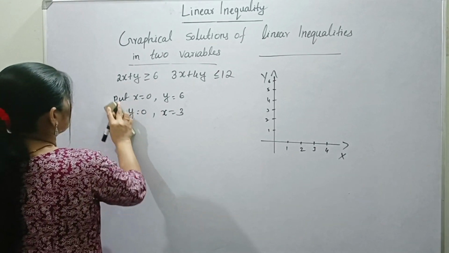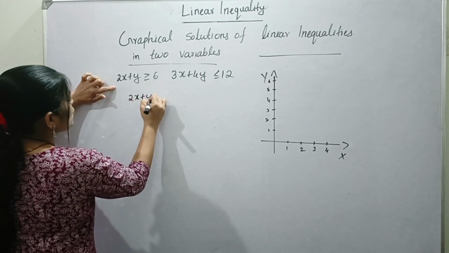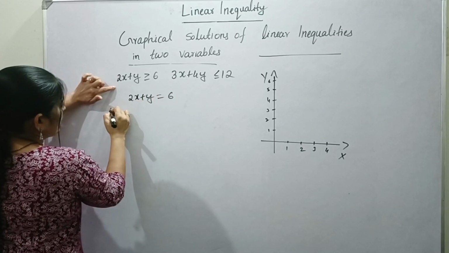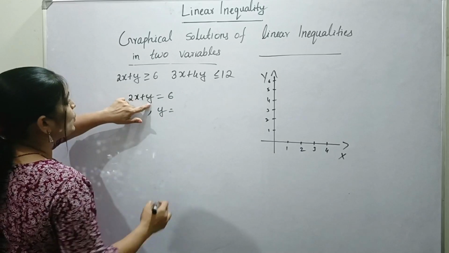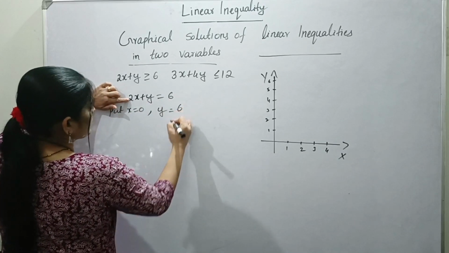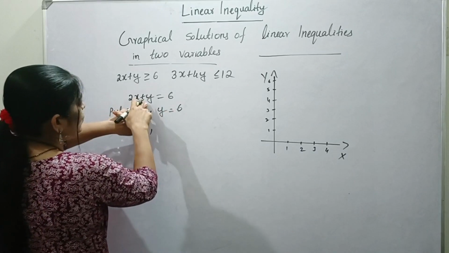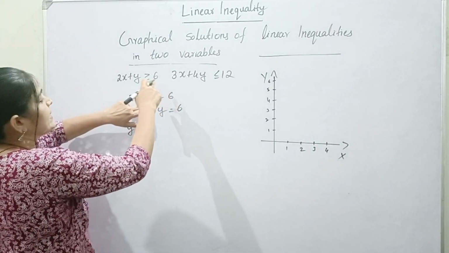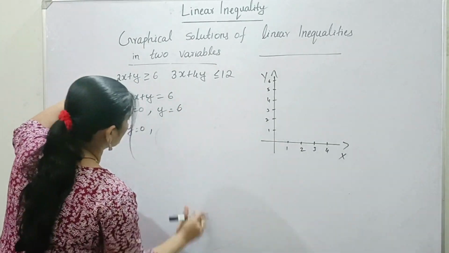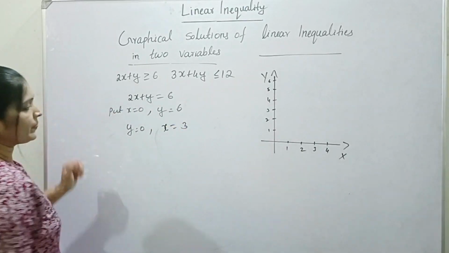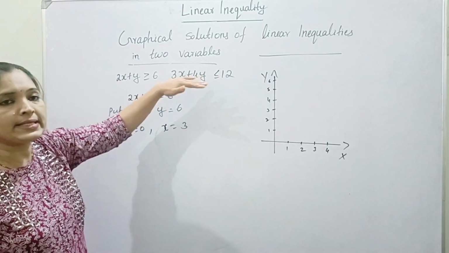Here I will write the equation, okay? First equation 2x + y = 6. So here put x = 0, that implies y = 6, right? When y = 0, 2x = 6, that is x = 6 by 2, that is x = 3, right?